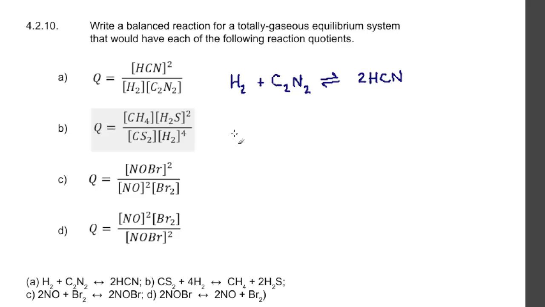And we can knock off the rest of these without too much trouble. You can always just start with this because you know what's going to happen. We make methane and hydrogen sulfide. And there are two of them because two there. We start with the carbon disulfide and hydrogen with a coefficient of 4. Good.